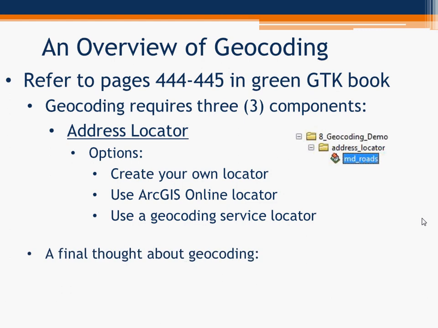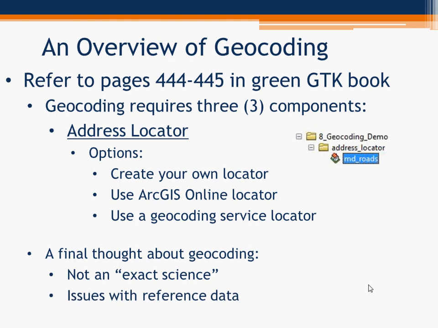A couple of things about geocoding just to wrap up here. I do want to point out it's not an exact science. You're going to have issues. You're not going to match 100% of your addresses all the time, and that could be a function of a couple of different things, and the first one's going to be the reference data. In fact, the reference data that I'm going to give you is a roads layer for Maryland that is several years old. It's probably over 10 years old now, but it does have the information in it that is required for geocoding for demonstration purposes and for doing some lightweight geocoding.